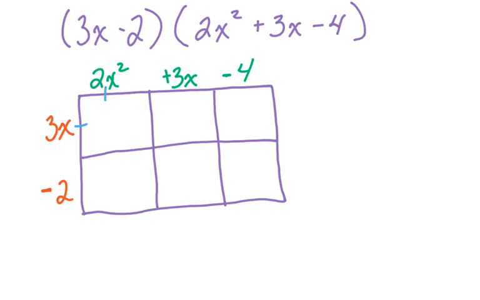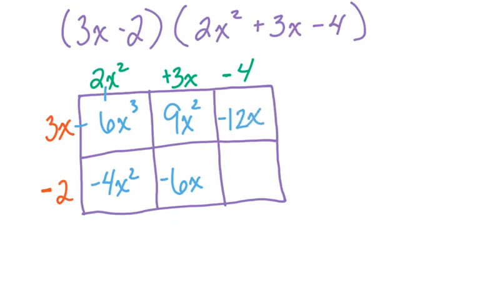So you have 2x squared times 3x, so that gives us 6x cubed. 2x squared times a negative 2 gives you negative 4x squared. 3x times 3x is 9x squared. 3x times negative 2 is negative 6x. Negative 4 times 3x, negative 12x. Negative 4 times negative 2 is a positive 8.